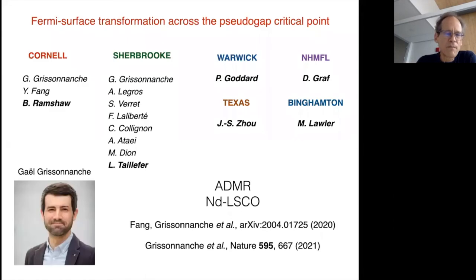This is work that was done in collaboration with Brad Ramshaw at Cornell. It was really led by Gaël Grissonnanche, who was a postdoc in my group at the beginning of the project, and is now a postdoc with Brad at Cornell. These are the two papers that you may want to look at to find out more about this work. This is ADMR on this material and on LSCO, which we know very well.